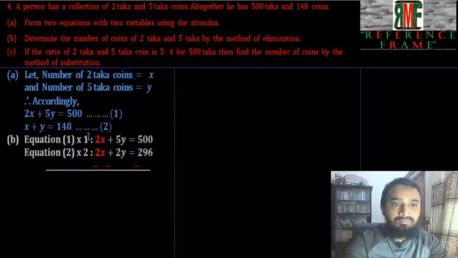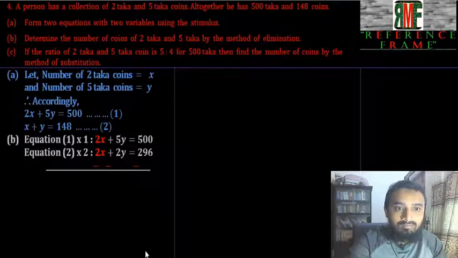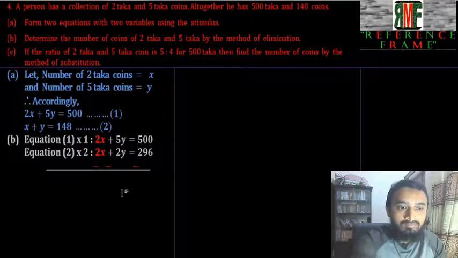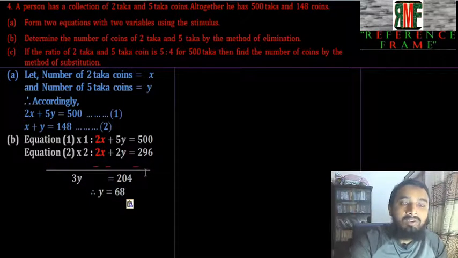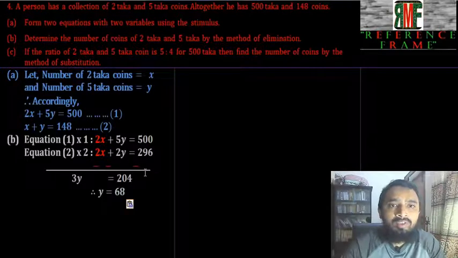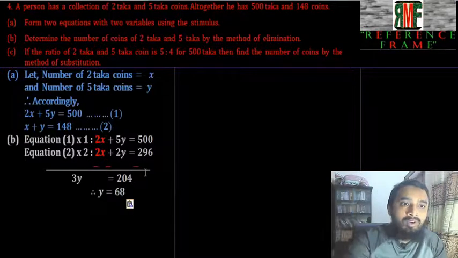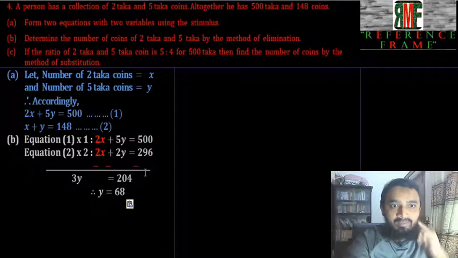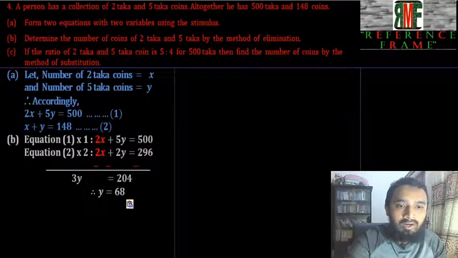So thrice y is equal to 204. Therefore y is equal to 68. Now we have found that the total number of 5 taka coins is 68. That means we have 68 5 taka coins, and now all you need to do is find the value of x, that means the total number of coins of 2 taka. So here we just put the value of y into equation 1 and we get our desired one.